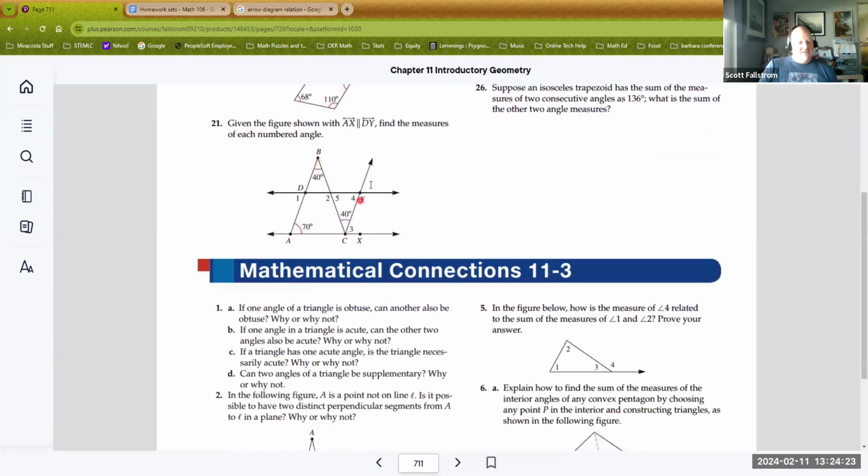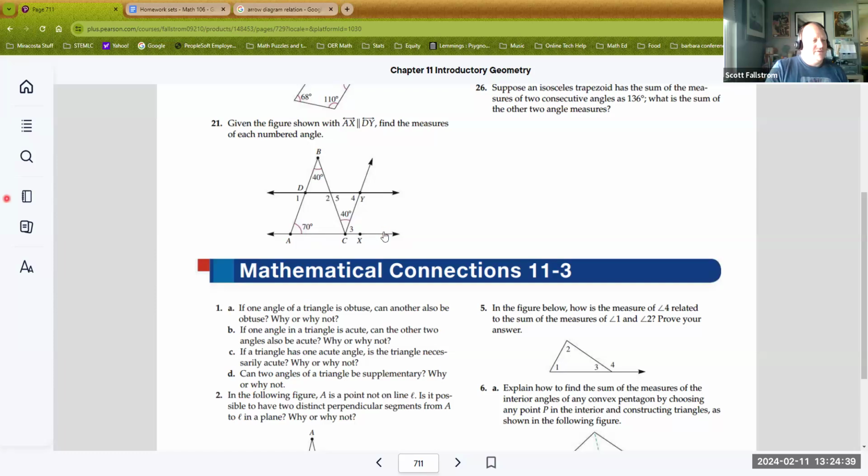Look at this, a little zig, a little zag. I love that. And it does say that AX is parallel to DY. So AX would be this bottom line here, and it is parallel to DY. So I know those are parallel. I see some other lines coming in here.